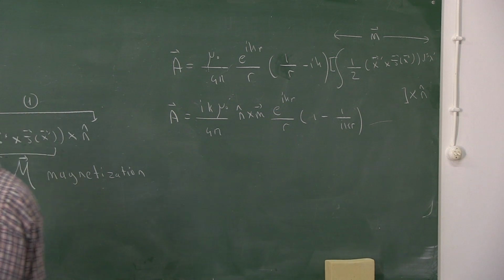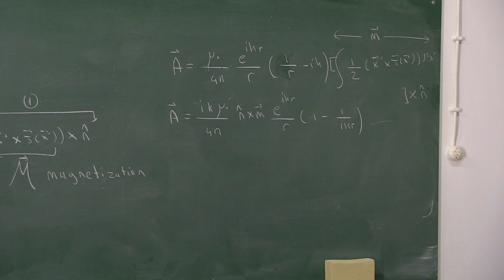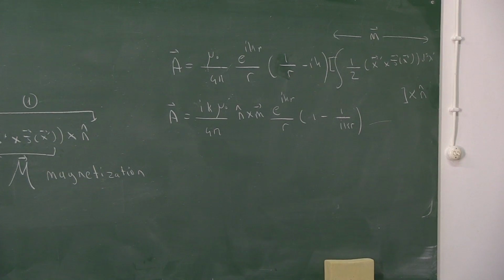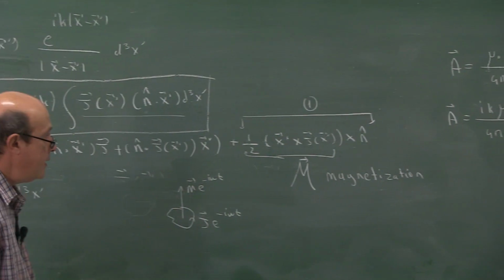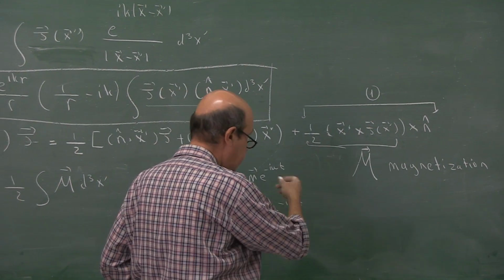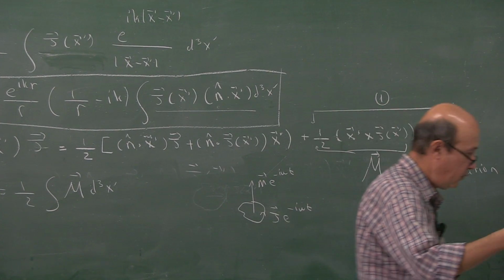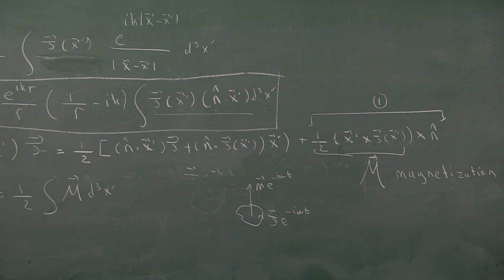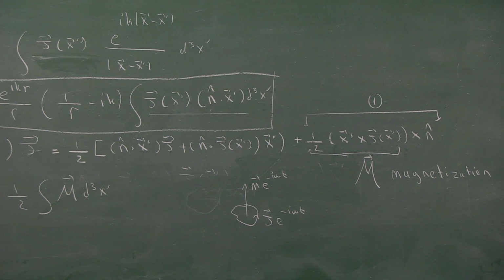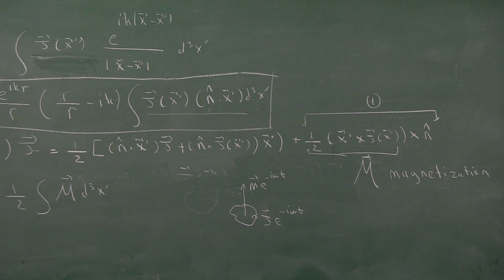So now we have some current, let's say, in a loop, oscillating at frequency omega t. It has some magnetic dipole moment, m, and we can calculate the vector potential at any point. Since I know the vector potential, I can calculate the electric field and magnetic field. So how can I do this?